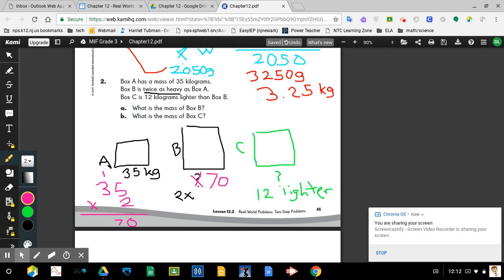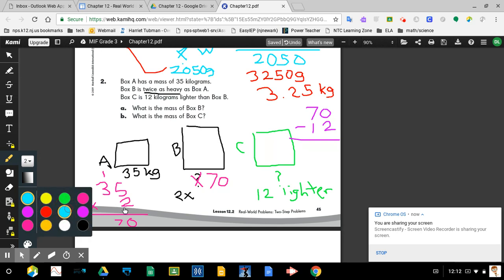Now let's look at box C. If box C is lighter, that means it's smaller than 70. And if I want a smaller number, I know I need to take away or subtract. So 70 minus 12. So the mass of box B, I already did that, it's 70 kilograms. And the mass of box C, let's do this right now.